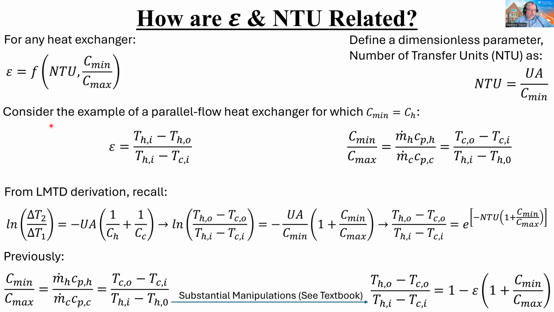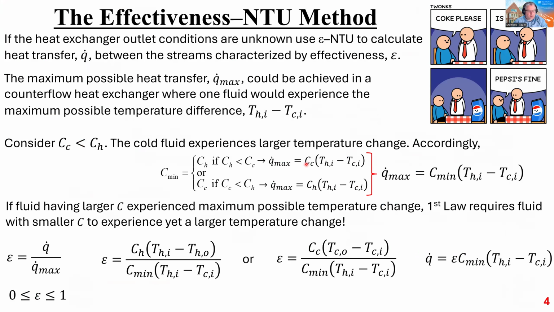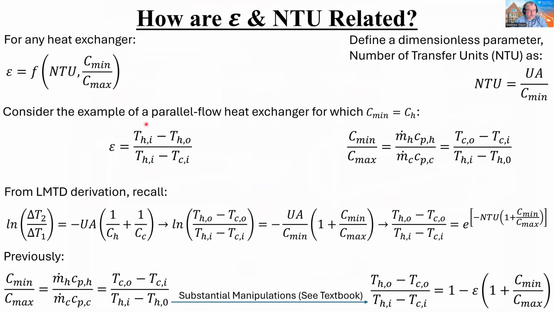Okay, so we're going to just consider a parallel flow heat exchanger, for which Cmin is equal to CH. I'm pretty sure. Is that what we did before? Oh, no. Okay. I might have to change this. I just did it backwards. So this all was based on this, but now I'm solving the other way around. So anyway, it works either way.